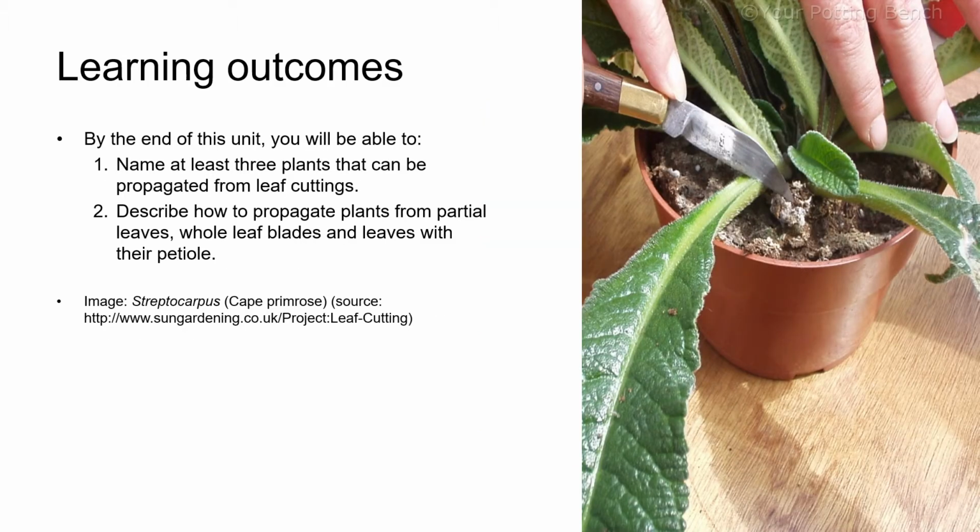By the end of this unit, you'll be able to name at least 3 plants that can be propagated from leaf cuttings, and describe how to propagate plants from partial leaves, whole leaf blades, and leaves with their petiole.